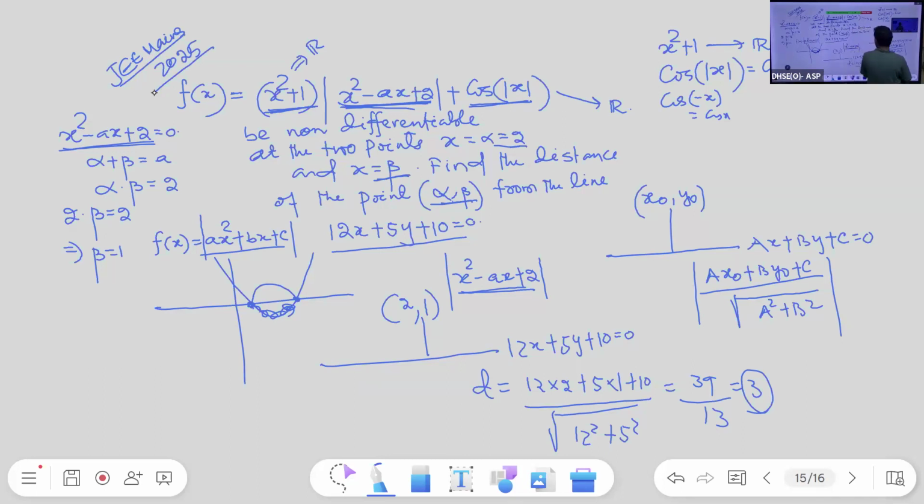Is it clear to you? Hello. Please write in the chat box. Is it clear to you? Sarojit, Madhusmita, Santoshini.